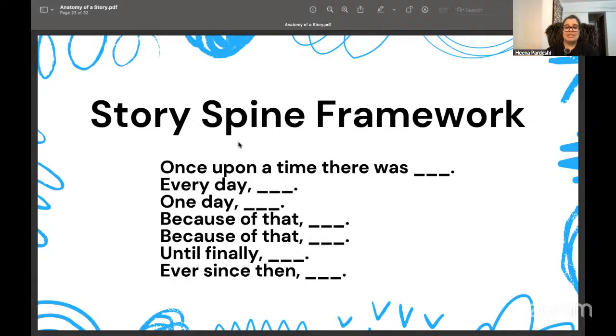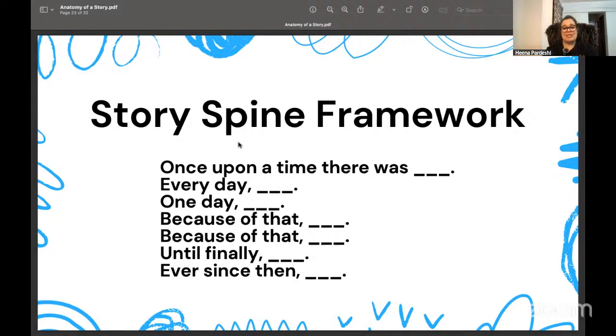You can say each sentence pushes the next one. It's what transforms events into a story. Now, I'll give you the example of Finding Nemo for this one. Once upon a time, there was a clownfish named Marlin who loved his son Nemo. Every day, he warned Nemo about the dangers of the ocean. One day, Nemo was captured by divers. Because of that, Marlin set off across the sea to find him. Because of that, he faced sharks, jellyfish, and his own fears until finally he learned to trust and let go. Ever since then, he allowed Nemo to swim freely.